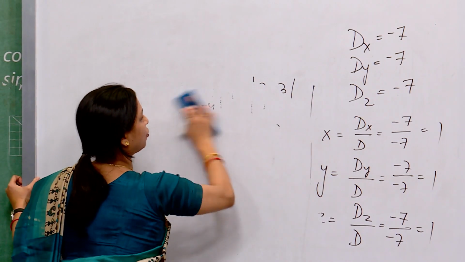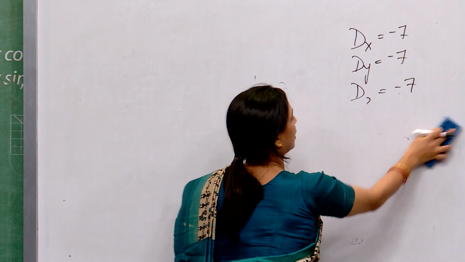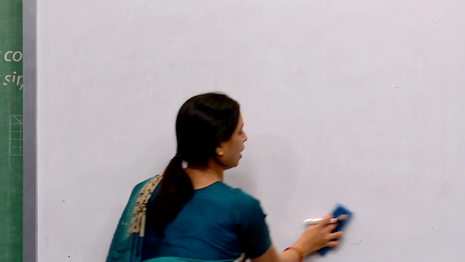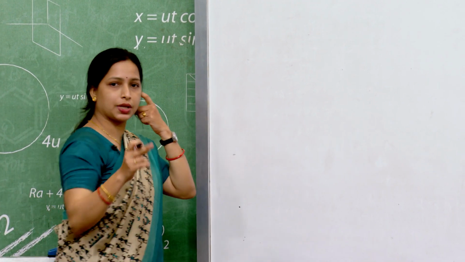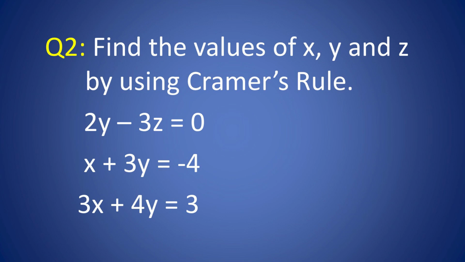Here also you have to be careful about the arrangement of the variables. Now, you have to first see how many unknown variables are shown. As you can see in the slide, the question is 2y minus 3z equals 0, x plus 3y equals minus 4, and 3x plus 4y equals 3.